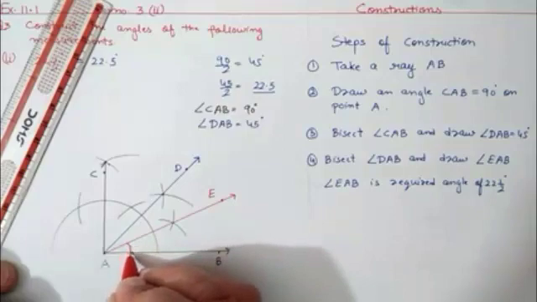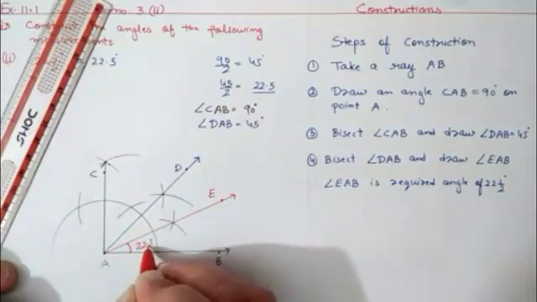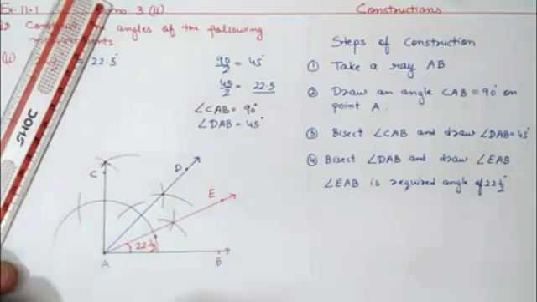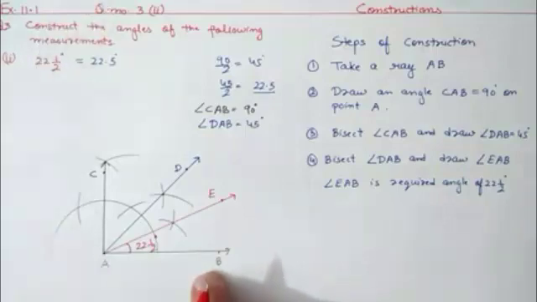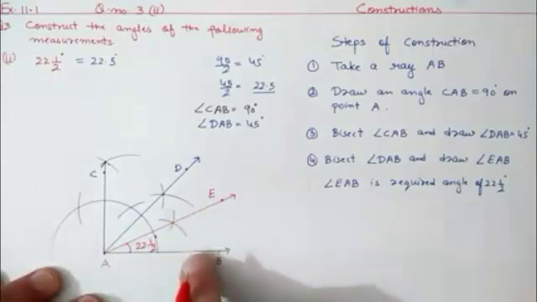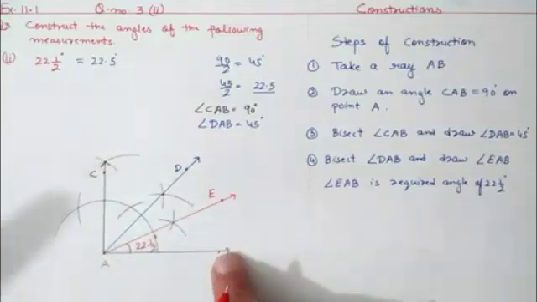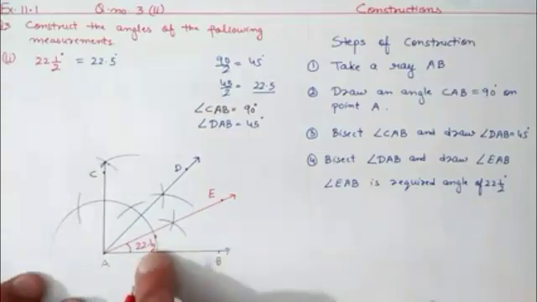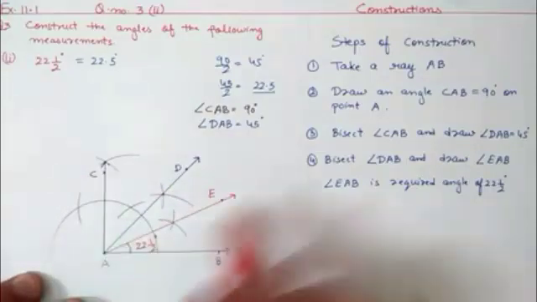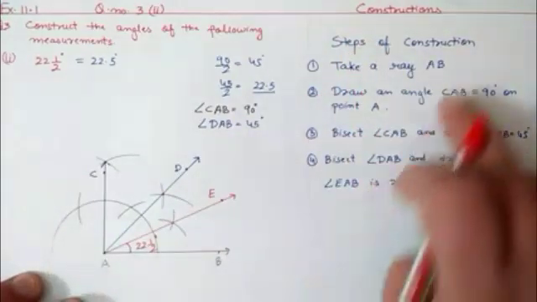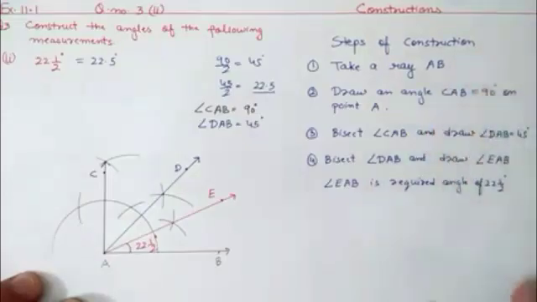Angle EAB is our 22.5 degree. We can write it over here. So the angle EAB is half of 45, which is 22.5 degree, or 22 and a half degree. So these are the steps of construction for it.